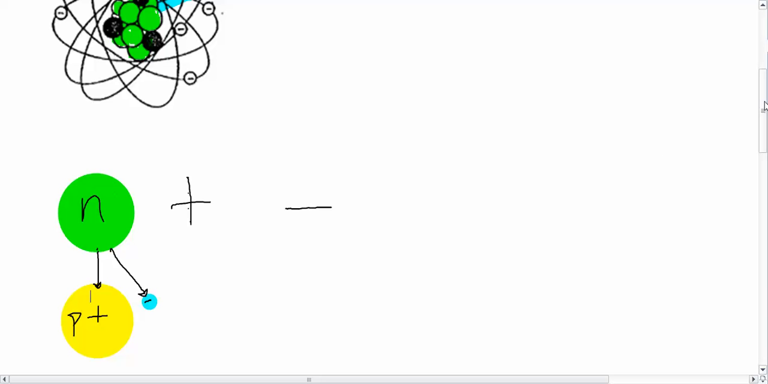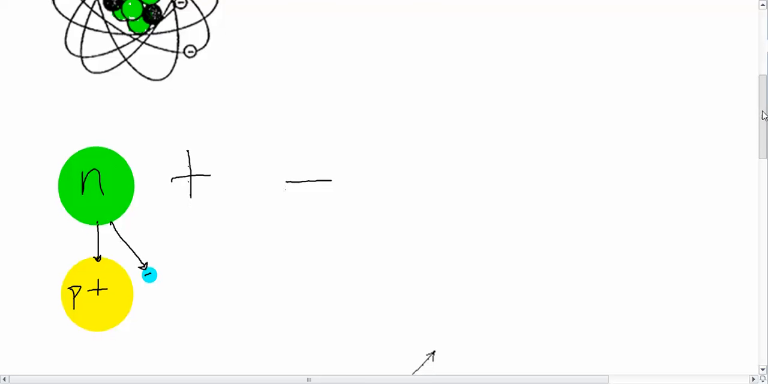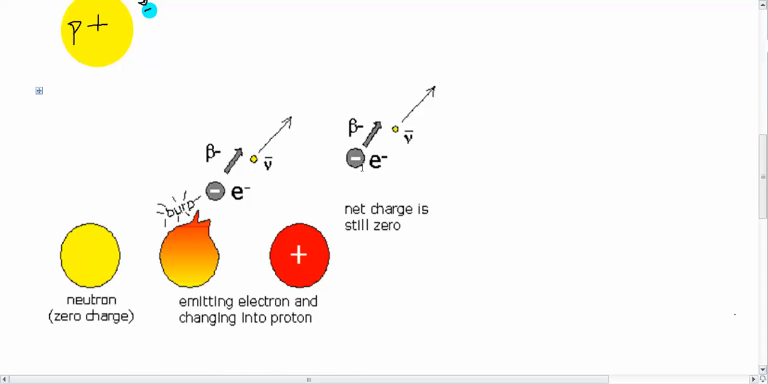You have a neutron that ejects a beta particle, and when it does that, the neutron itself turns into a proton. I've got a cute little cartoon of that down here. We start with a neutron. The neutron has 0 charge, right? It's neutral. But then all of a sudden, it's going to burp out, that's the vocabulary they're using here, it's going to burp out an electron. And that electron is a beta particle, because a beta particle is just the name we give an electron that came from inside the nucleus.